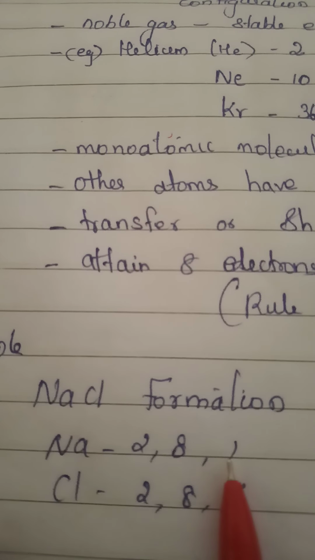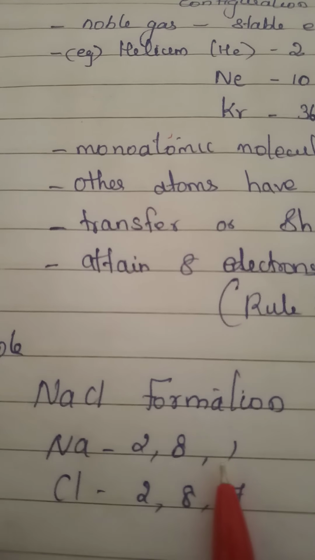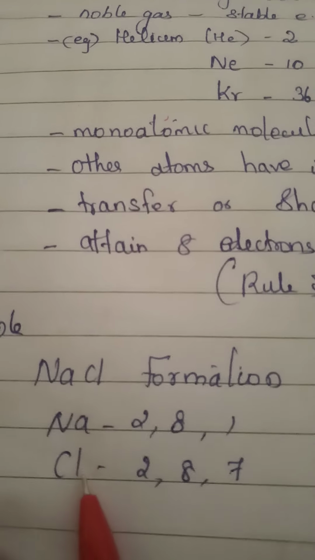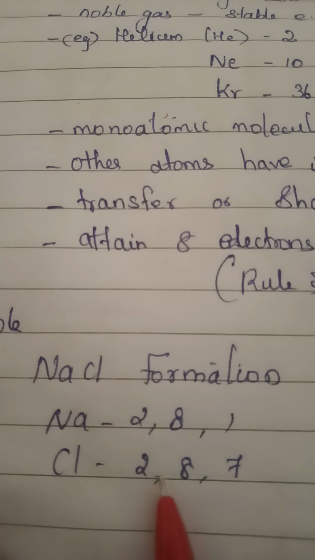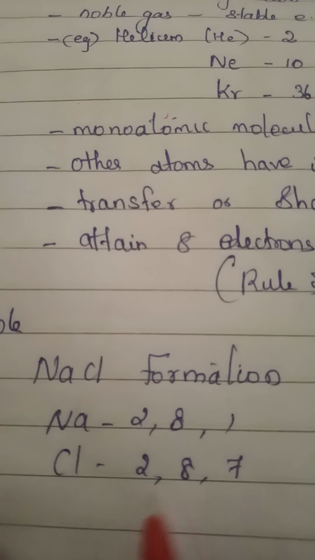So this atom is not stable. It does not have 8 electrons in the outer shell. Outer shell has how many electrons? Only 1. So they are not stable. They have to combine with another element. For example, see here chlorine 2, 8, 7. It also has less than 8 electrons. So these 2 atoms are unstable, so they should combine.